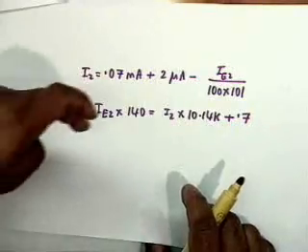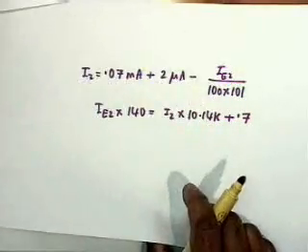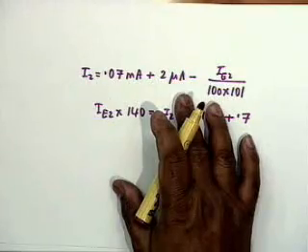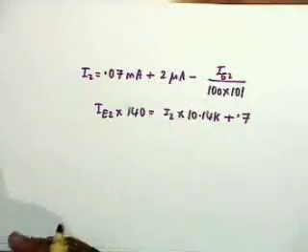Pardon me? No, this comes after some manipulation. You have to write the KVLs, 2 KVLs, and then this is what comes, from which you can find out IE2, and therefore you can find out all other currents. Try. This is my solution. It may be correct, it may not be correct. Okay? I may have intentionally made a mistake. Don't trust me. These are my equations. I didn't go further. Okay?